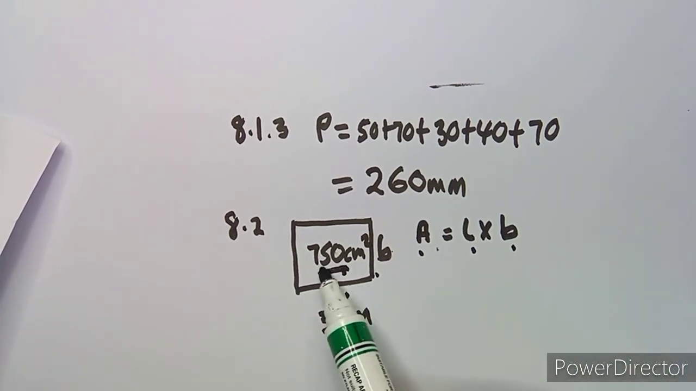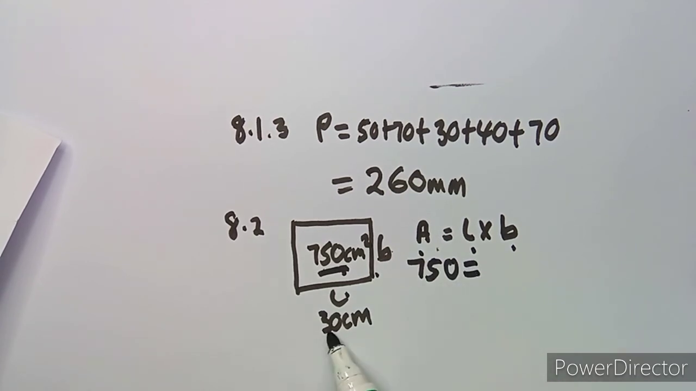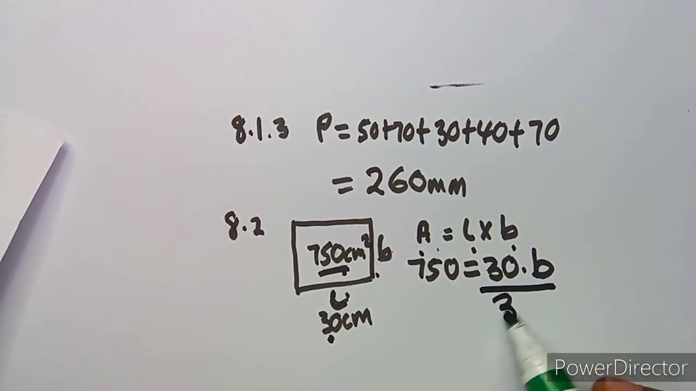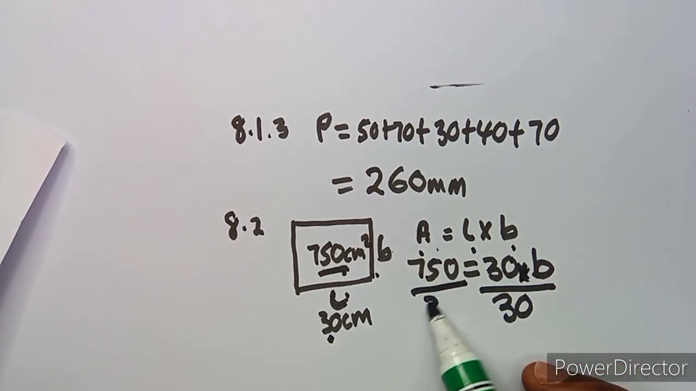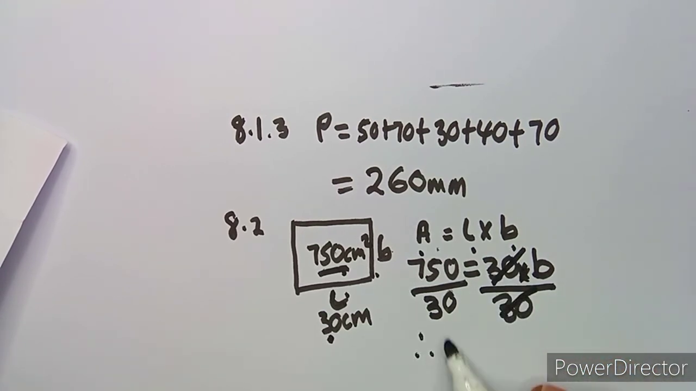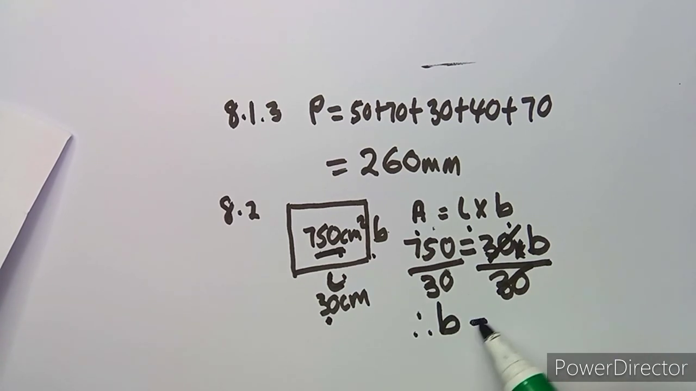So you've got the area, which is 750, which is equal to the length, 30, times b. So how can you find the value of b? You just divide by 30, because you are multiplying. You divide by the number that is multiplying b, which is 30.